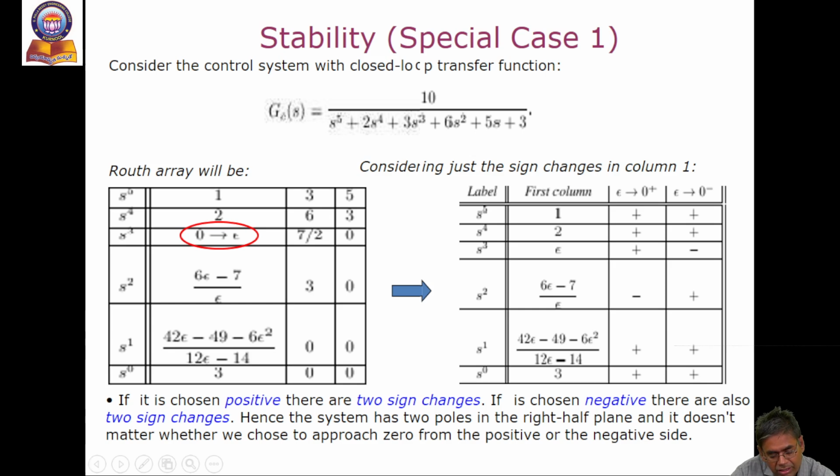If you choose the positive value, there are two sign changes, and if you choose the negative value, there are also two sign changes. Hence the system has two poles in the right half of the s-plane. The system is said to be unstable. So whenever an element in the first column is 0, you can replace it by epsilon, which is nothing but a small positive value.